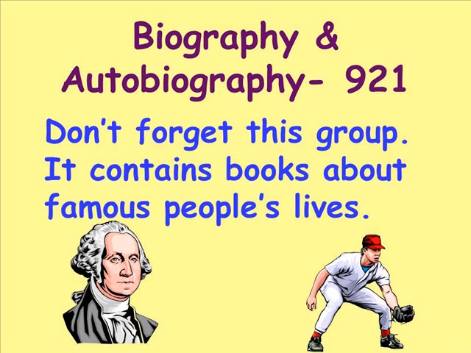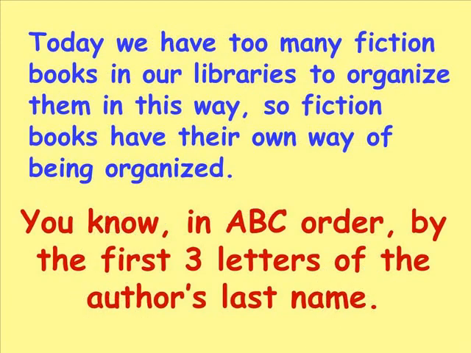The call number for a biography or an autobiography is 921, and then the first three letters of the person's last name. Not the author, but the person that the book is about. For example, 921 WAS for George Washington. Today, we have too many fiction books in our libraries to organize them in this way. So fiction books have their own way of being organized. You know, in ABC order by the first three letters of the author's last name.